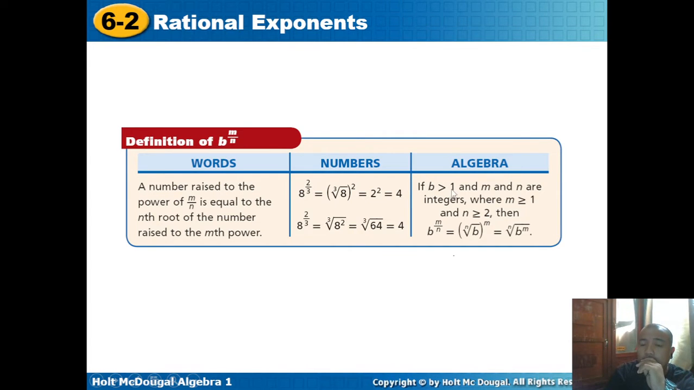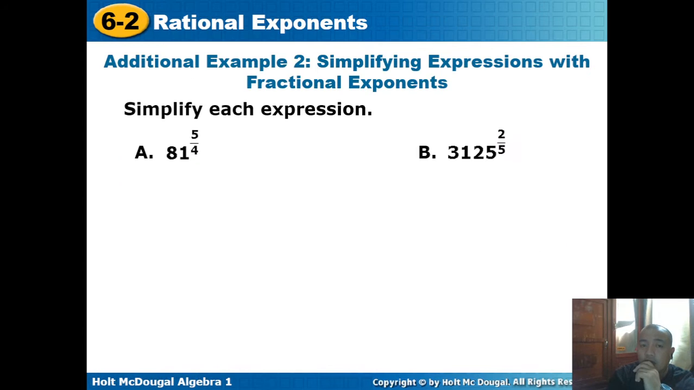So if b is greater than 1 and m and n are integers where m is greater than or equal to 1 and n is greater than or equal to 2, then b raised to m over n is equal to the nth root of b raised to m, which is equal to the nth root of b raised to m. It's just the same. Equal.